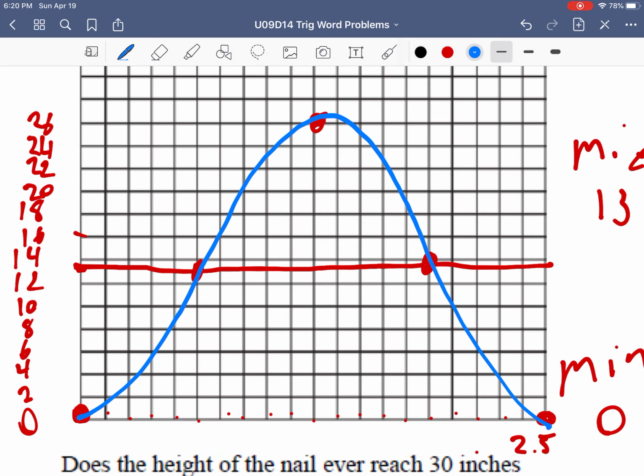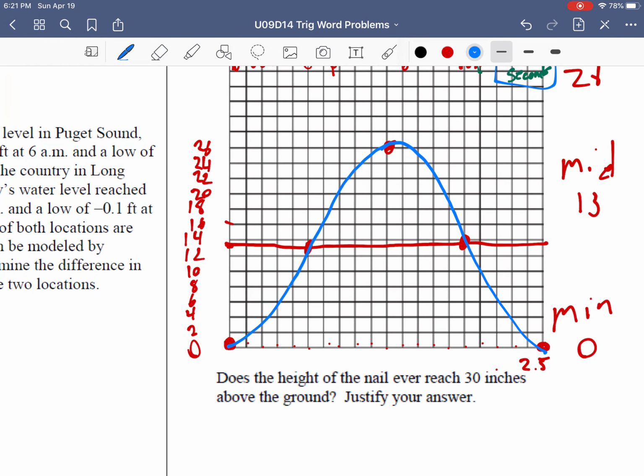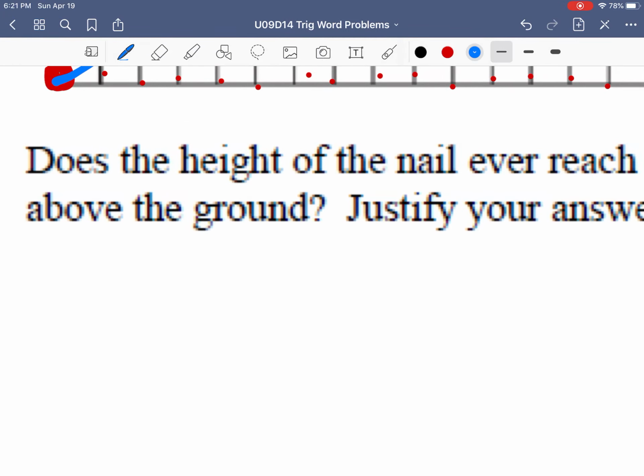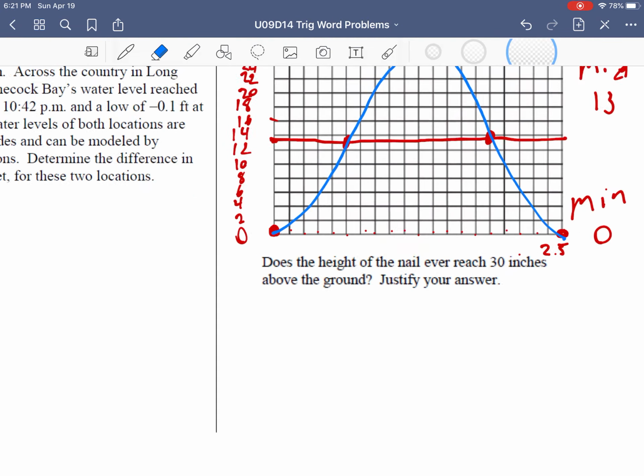Starting at 0, the tire will rotate as the nail will approach the top of the wheel, and then after 1.25 seconds, the nail will be at the top of the tire. It will continue to rotate down to the bottom as we get to a full 2.5 seconds. And its maximum height will occur at 26. So, does the height of the nail ever reach 30 inches above the ground? I'm going to leave this open for you guys to answer on your own, as well as the remaining questions on this page.